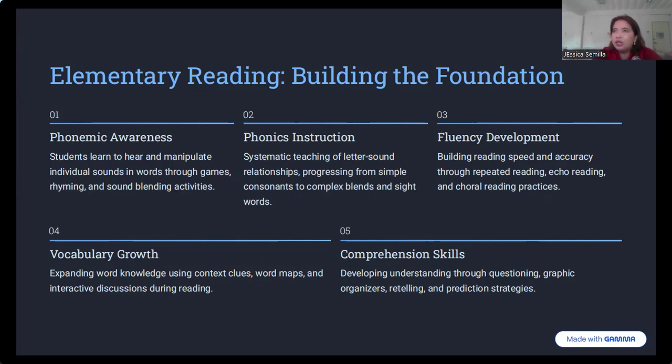So if you're going to look at situations or experiences that you had when you were in high school or when you were in elementary, most of your teachers were doing drills inside the lesson proper. Your teachers were also developing your vocabulary by using context clues, word maps, and interactive discussions during reading. And the last one for elementary, after phonics, fluency development, and vocabulary growth, is giving them the skill of how to develop understanding through questioning.